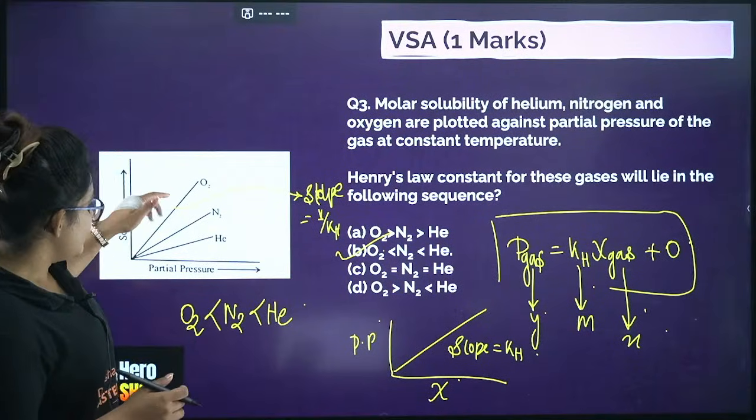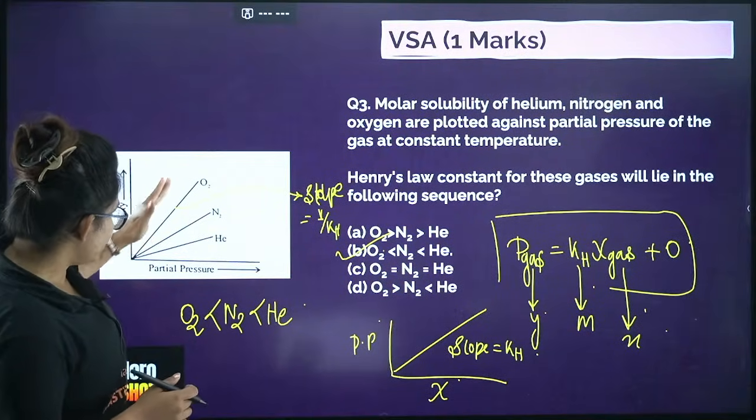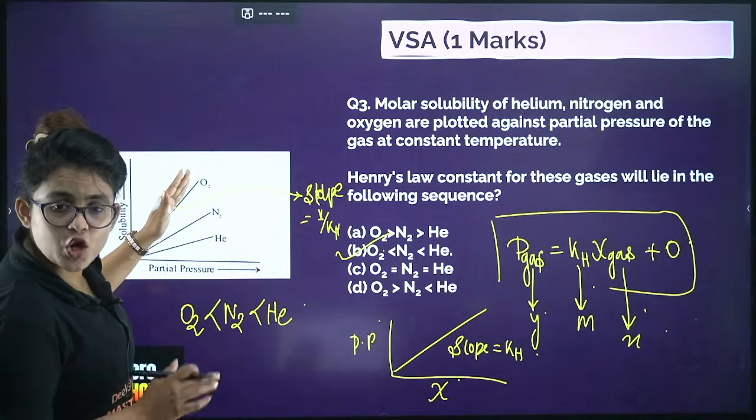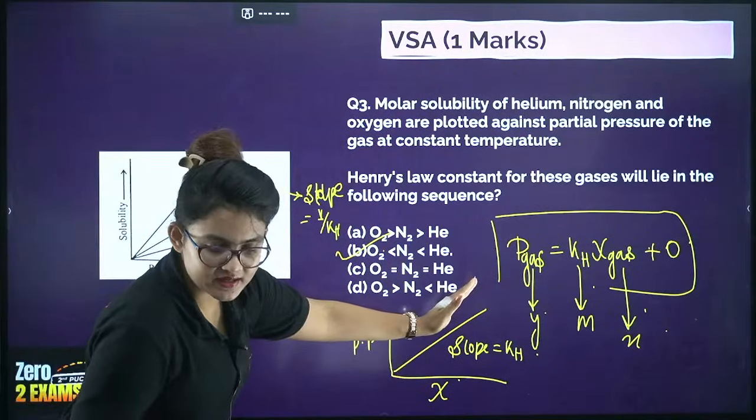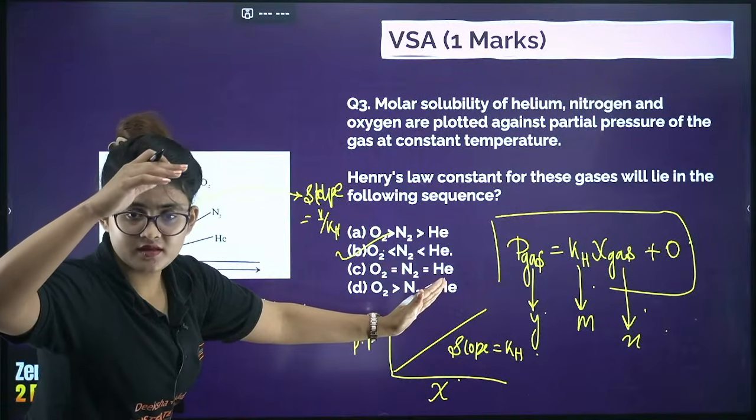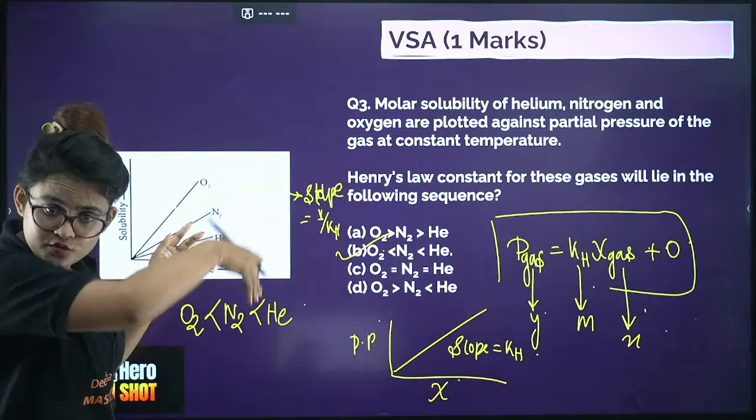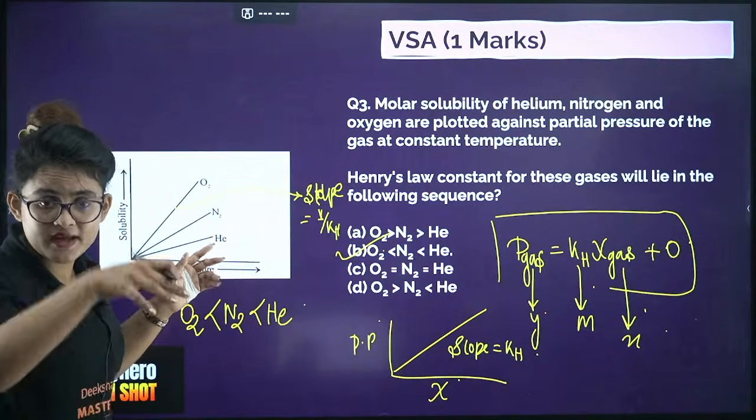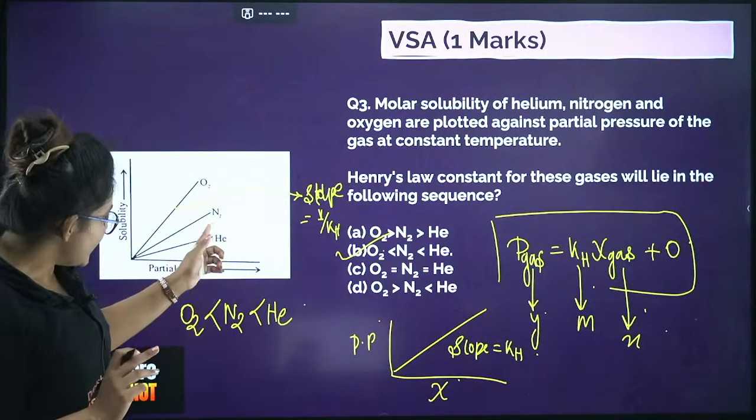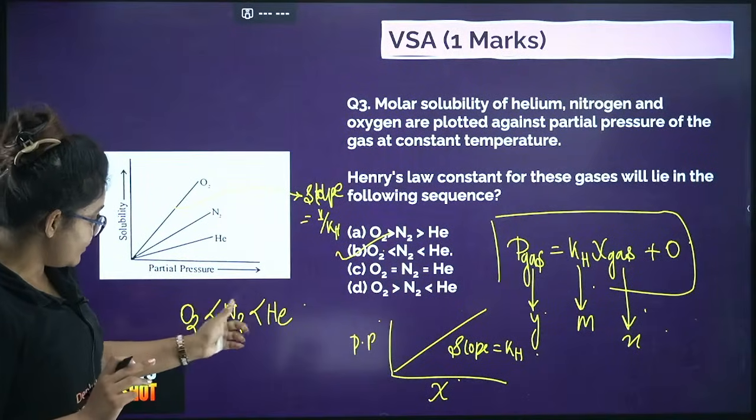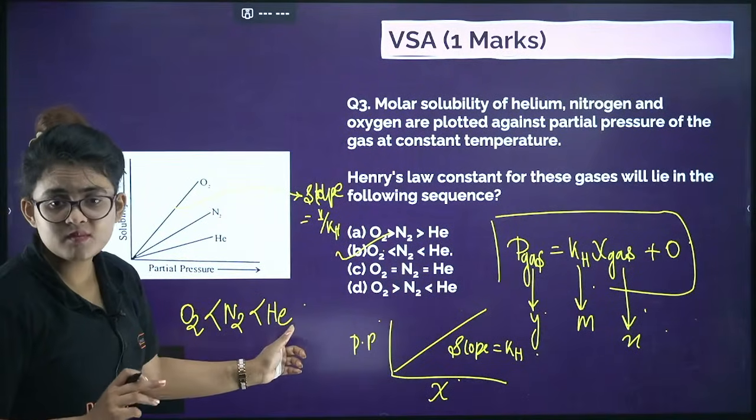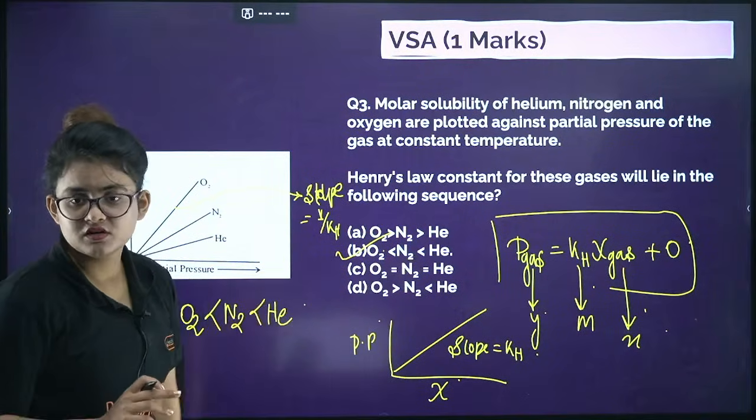So now if you just look at O2, in the normal case, if I plot O2 here, the kH is maximum, right? But here I am plotting it in a reverse graph. So O2 should be minimum. 1 by kH is minimum for O2, then after that N2, then helium. Right? So that's going to be the correct order.